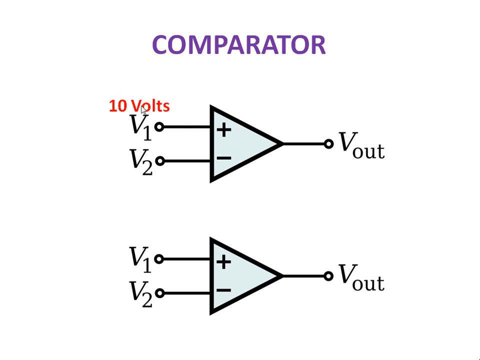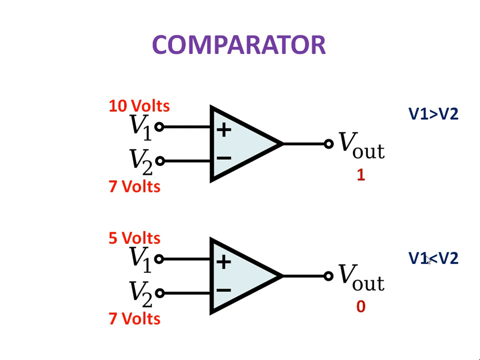For example, V1 is 10 volt and V2 equals 7 volt. So 10 is greater than 7. That is, the plus terminal potential is 10 volt and the minus terminal potential is 7 volt. Ultimately 10 minus 7 gives a positive value, so the output will become logic 1. Here V1 is greater than V2. Now V1 is 5 volt and V2 is 7 volt. Then what will be the output? It will become negative, so it will be 0 since V1 is less than V2. This is an example to understand the operation of the comparator.